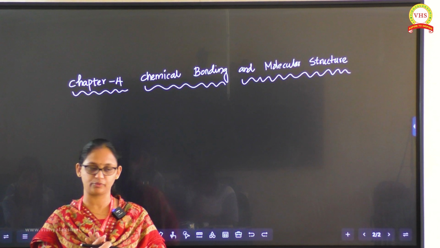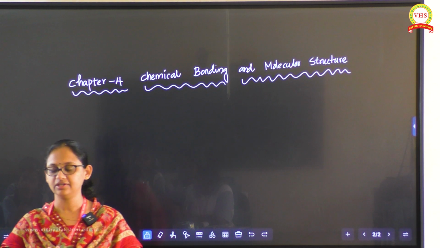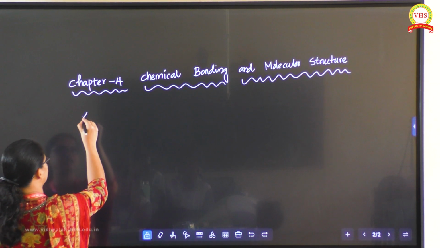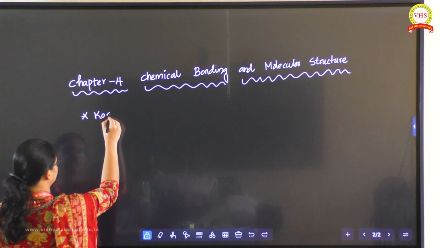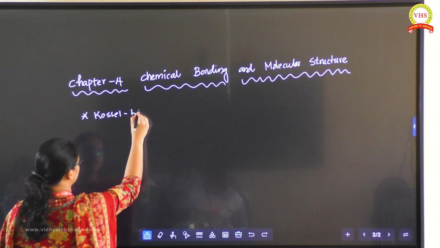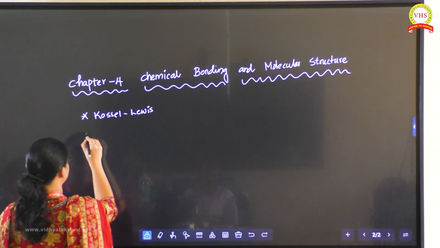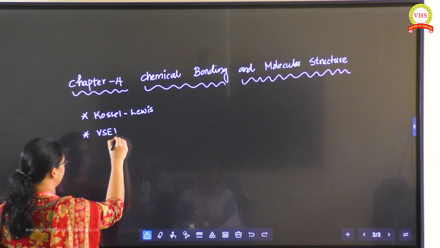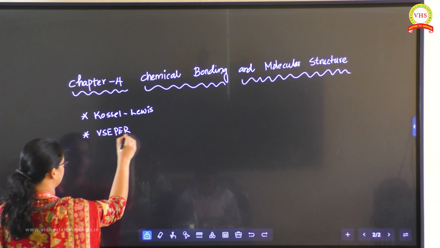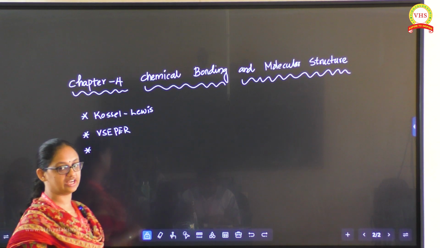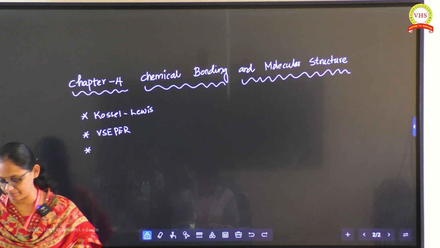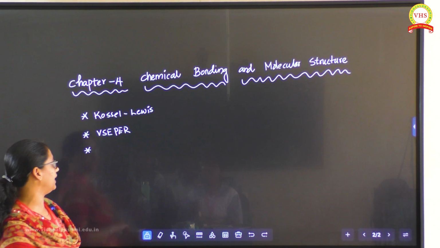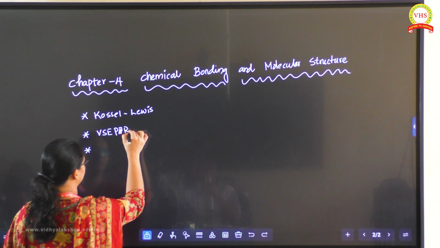The first approach in order to explain the chemical bond formation is the Kossel-Lewis approach. And next, one theory is the VSEPR theory. VSEPR theory is the valence shell electron pair repulsion theory.